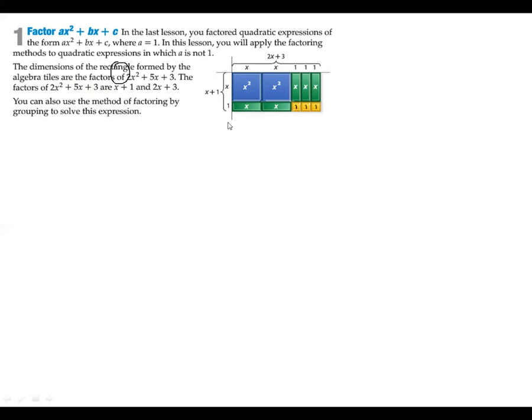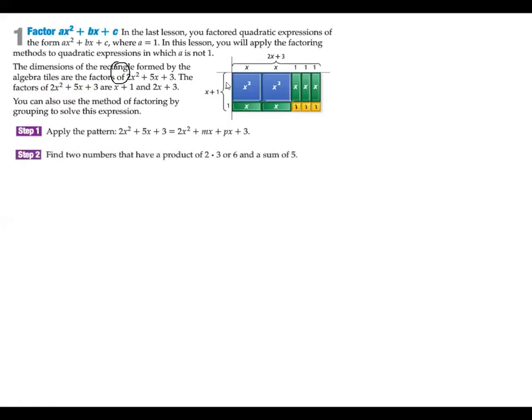Now, if you multiply x plus 1 and 2x plus 3, you get 2x squared, 3 x's and 2 x's, which make the 5x, and 3 ones, which make the 3. So you can also use the method of factor by grouping on that expression. Apply the pattern 2x squared plus mx plus px plus 3. Notice you have to find two numbers that have a product of 6 and a sum of 5.